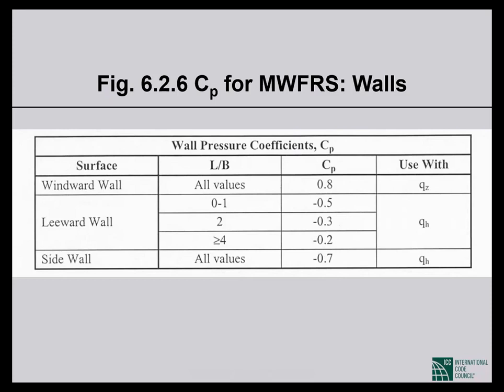For L over B between 0 and 1, it is negative 0.5. For a ratio of 2, negative 0.3. For a ratio of 4 or more, negative 0.2. Between 2 and 4, you will interpolate between negative 0.3 and negative 0.2. Side walls, for all values, it is negative 0.7. So the walls, the external pressure coefficients you get from this one table.